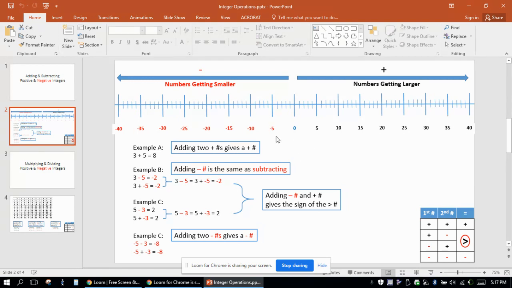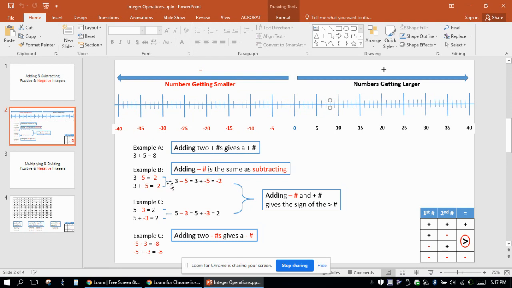So what I'm going to do is show you some examples to derive some rules for what happens when you add and subtract positive and negative integers. The first situation is when you add two positive integers. To work the number line, let's start here. We're going to start at 3 and then add 5. Adding means I go to the right. So 1, 2, 3, 4, 5, and I wound up with 5, 6, 7, 8. That's how we got 8 using the number line. Notice adding two positive numbers gives me a bigger positive number.